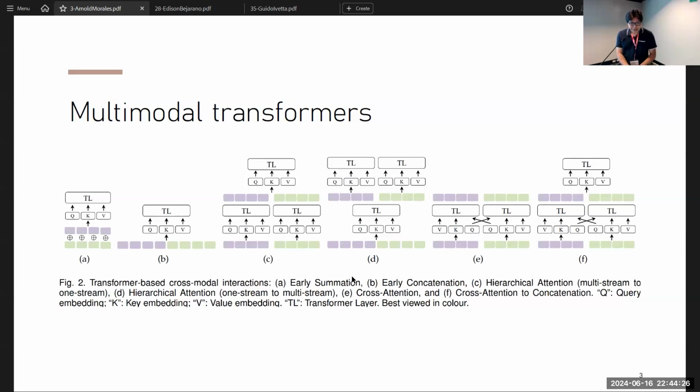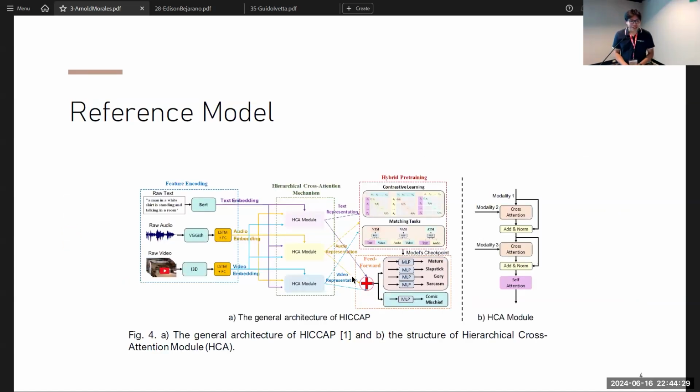As a reference model, we have HCAP, which stands for Hierarchical Cross-Attention Model with Captions. It consists of 4 blocks. The first one is a feature encoding block to encode the 3 different modalities that we are working with. Also the hierarchical cross-attention mechanism and the classification block. The hierarchical cross-attention mechanism aims to capture intermodality representation using cross-attention mechanism to enhance representation of different modalities.